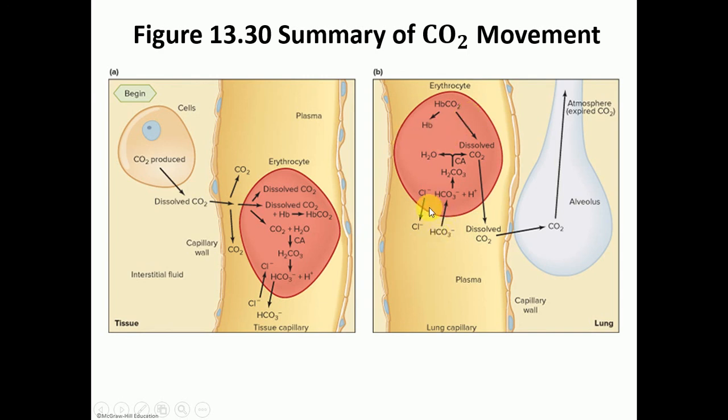And that reaction will go backwards. So the chloride will exit, bicarbonate goes back in, attaches to the hydrogen ion to make the H2CO3, and that breaks down into water and carbon dioxide. Now, again, that carbon dioxide can easily diffuse out of the red blood cell and then diffuse through the capillary into the alveolus.